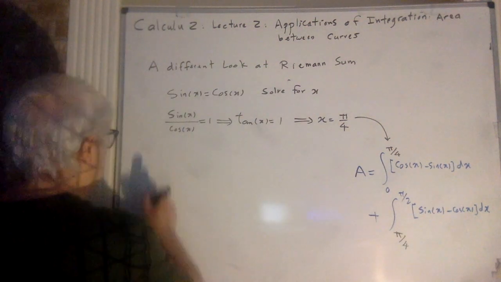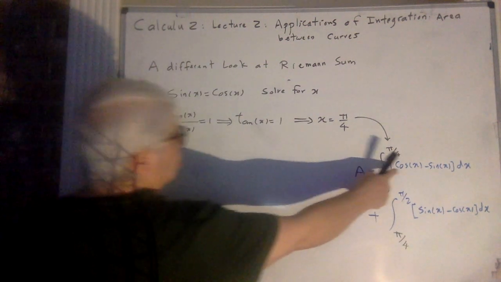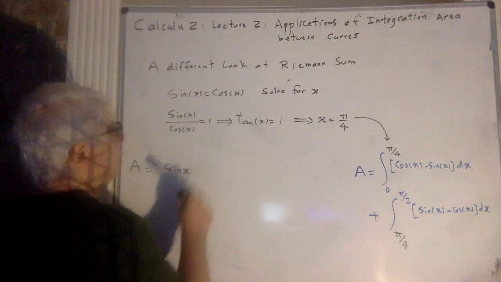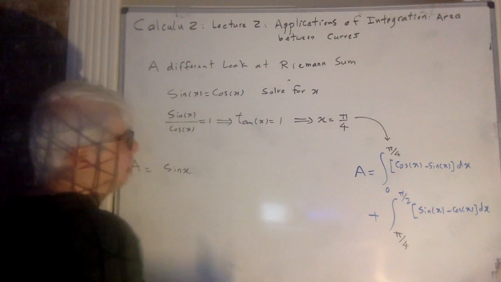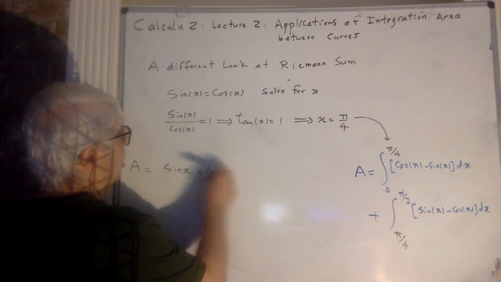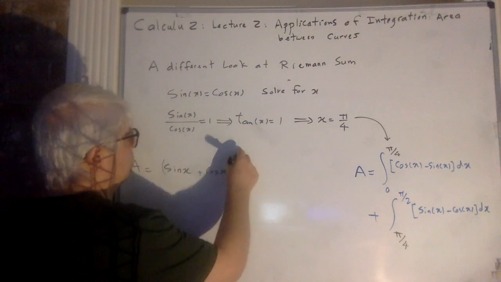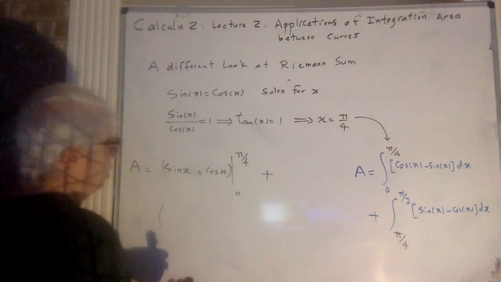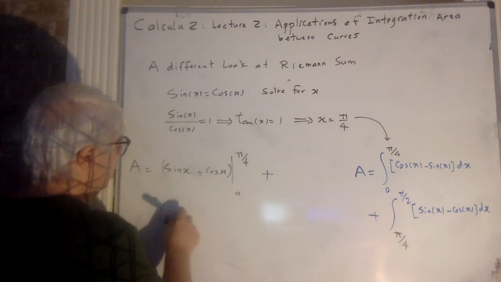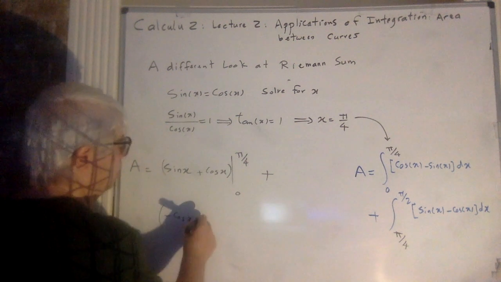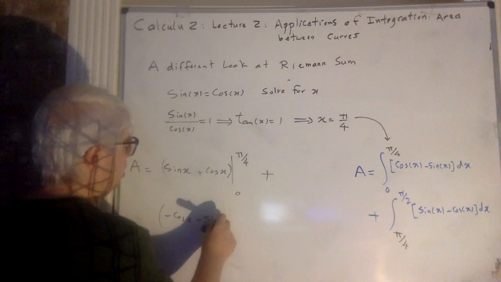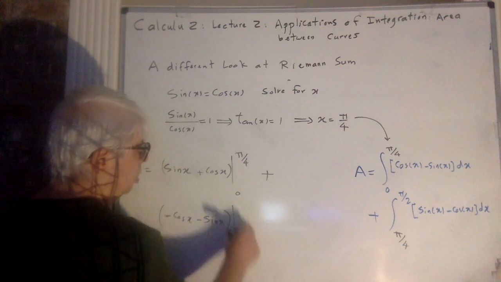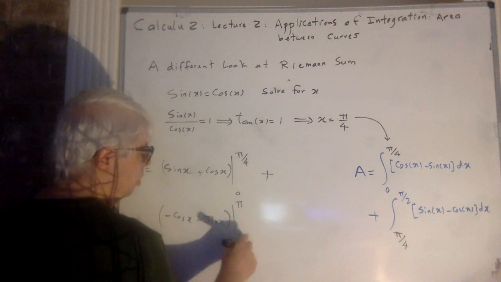So the first one will be cosine x. The antiderivative of cosine is sine, so I have sine x. Antiderivative of sine is minus cosine, so that is in fact plus cosine x from 0 to pi over 4, plus sine x, antiderivative of sine x is minus cosine x. Antiderivative of cosine is sine x, so I have minus sine x, and that is from pi over 4 to pi over 2.